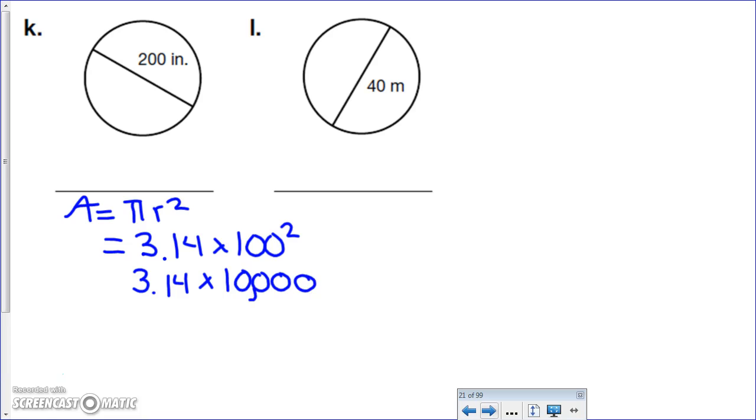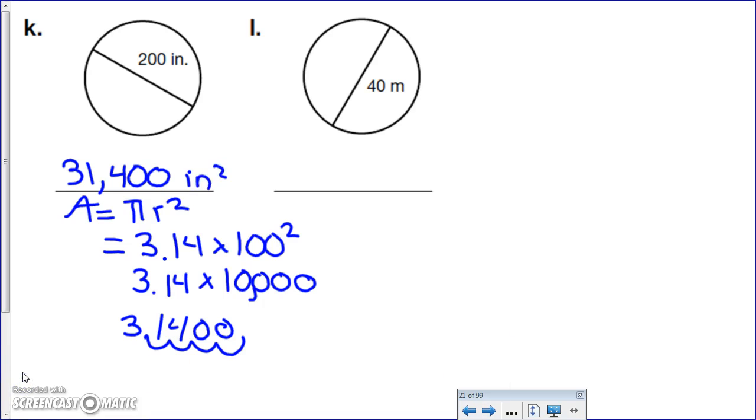And we know when we're multiplying by a power of 10 like this, we can use a trick. Instead of having to multiply out, we know the number of zeros tells us how many places to move the decimal. So there's 4 zeros in 10,000. The decimal in 3.14 is going to move 4 places to the right. And then we need to fill in 2 zeros for the placeholders. So it becomes 31,400 inches squared.